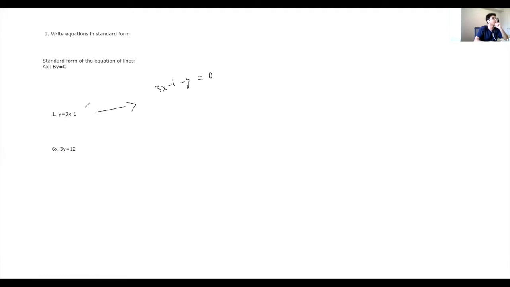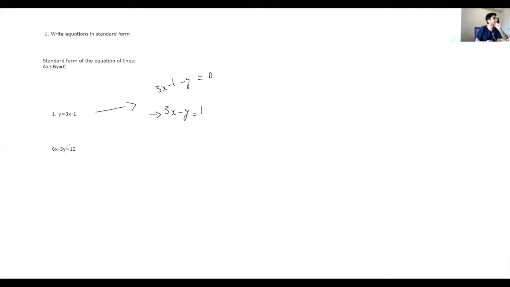All right, so I just brought that y to the other side. In other words, I just subtracted y from both sides. Then I noticed that I need to bring that constant, which is my -1, to the other side of the equation. So then I just need to add 1 to both sides. So I would have 3x minus y is equal to 1. And that is my standard form of that line.